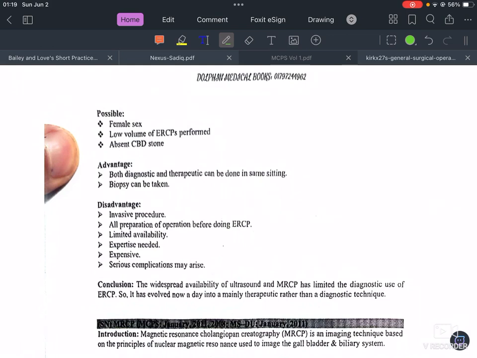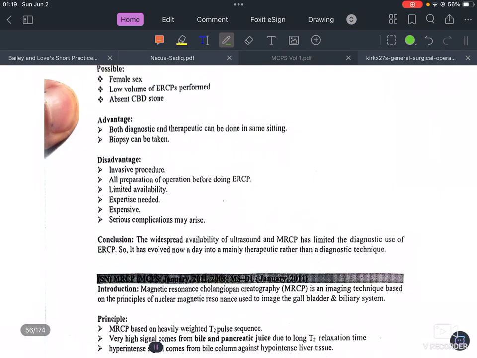Advantages: both diagnostic and therapeutic can be done in the same sitting. Biopsies can be taken. Disadvantage: invasive procedure, or preparation of operation before doing ERCP. Limited availability, expertise needed, expensive, serious complication may arise.